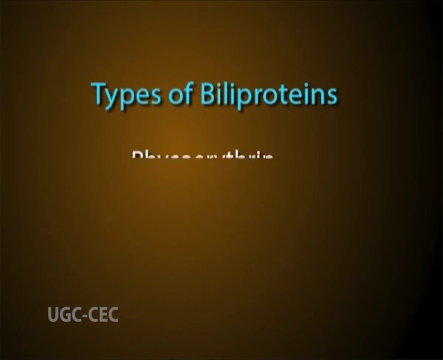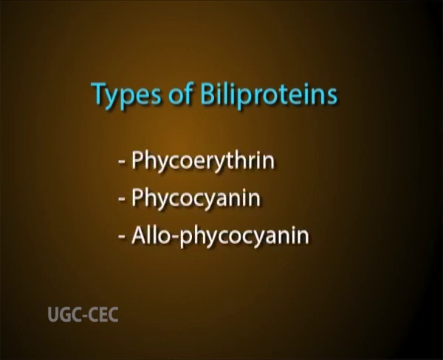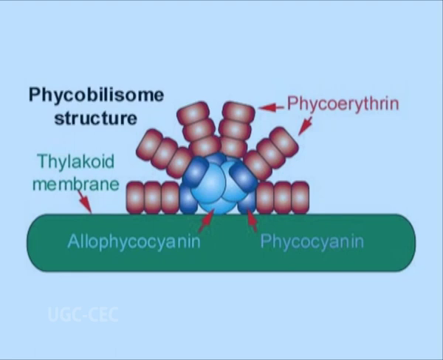The biliproteins are usually of 3 types: phycoerythrin, phycocyanin and allophycocyanin, which differ in protein identity, chromophore type and attachment. Their relative location in the architecture of the phycobilisome complex is also different, where phycoerythrin is located at the ends of the rods, phycocyanin is located between the ends of the rods and the core, while allophycocyanin forms the core of the phycobilisome.